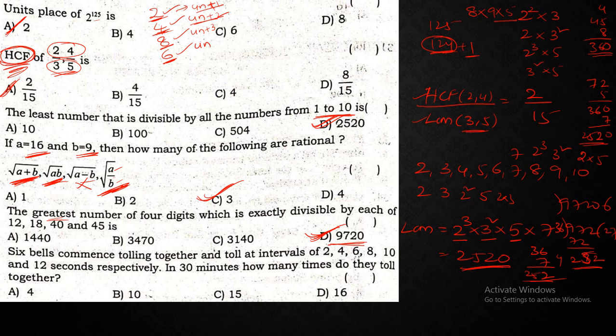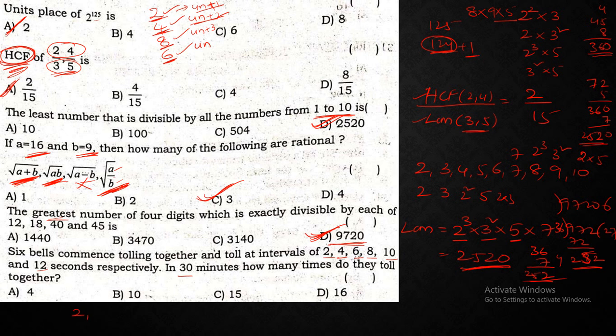Here there are 6 bells which toll at regular intervals of 2, 4, 8, 6, 10 and 12 seconds. Now it is asking in 30 minutes how many times do they toll together. If you want to have them toll together, here also you need to find out the LCM of these numbers. So what is the LCM of 2, 4, 8, 6, 10 and 12?